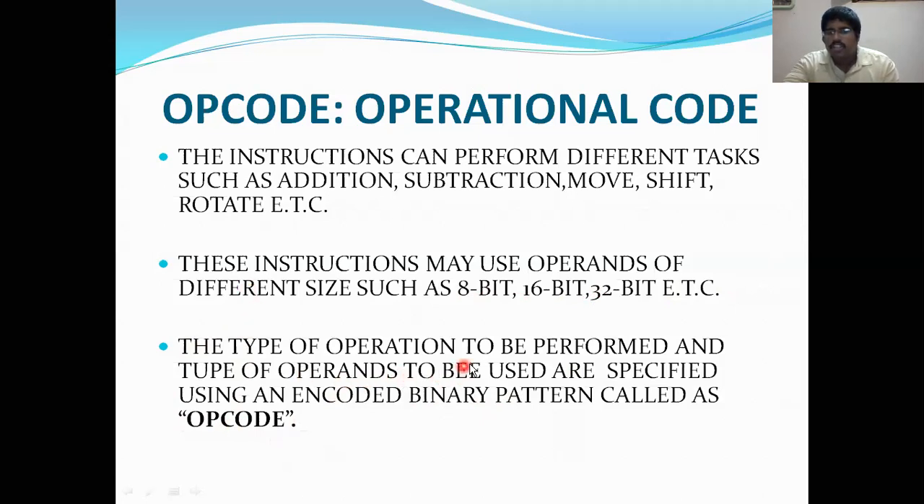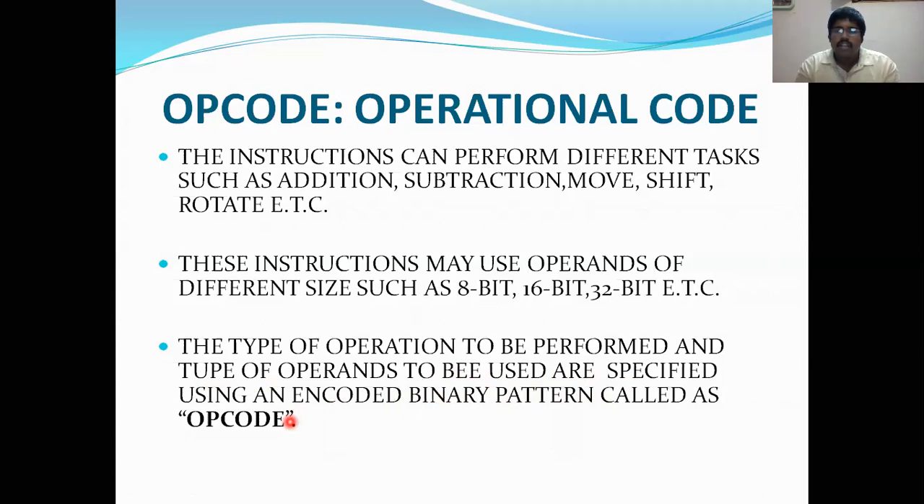The type of operation to be performed and the type of operand to be used are specified using an encoded binary pattern called opcode. So what does the opcode specify? The type of operation to be performed and the type of operands to be used. If I want to perform addition, I use an instruction called ADD. To perform addition, I need two values.